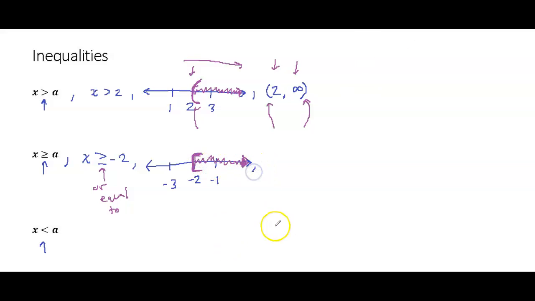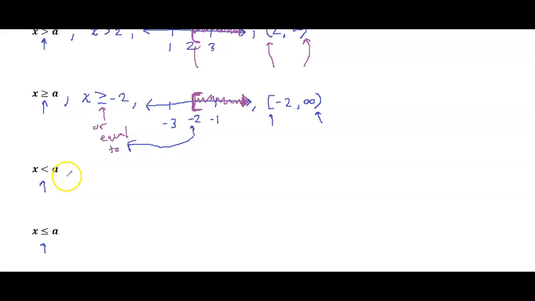Using interval notation, that would look like this. Bracket, negative 2, comma, infinity, parenthesis. A bracket at negative 2, since negative 2 is included in the solutions, and a parenthesis at infinity, because you never really reach infinity. Scrolling down to x is less than a, suppose we had x is less than 3.